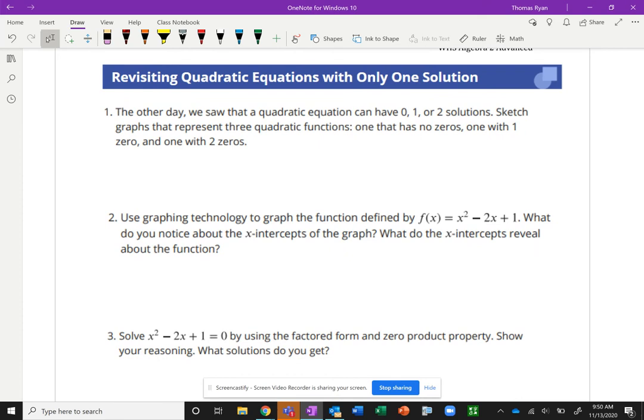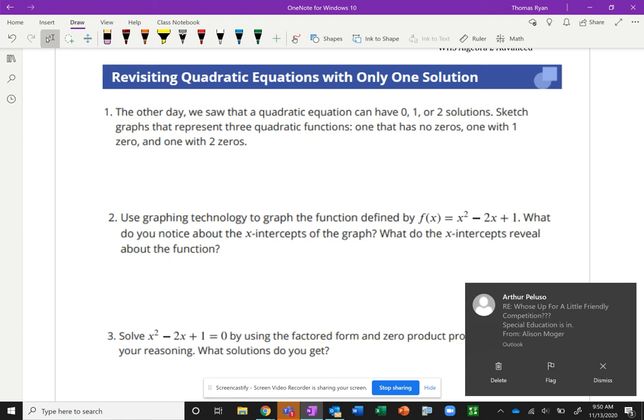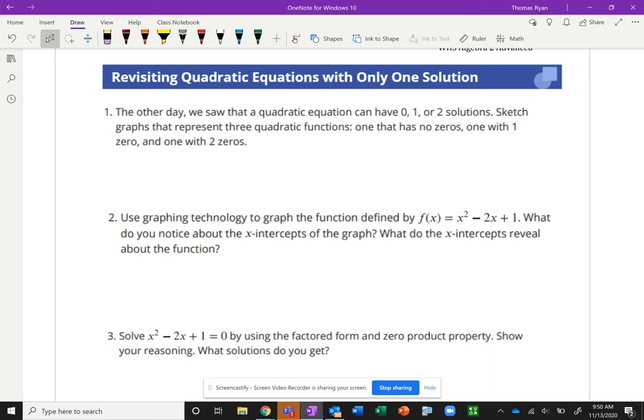The other day, we saw quadratics can have 0, 1, or 2 solutions. Sketch the graphs that represent 3 quadratic functions. One that has none, one that has 1, one that has 2. Ready? Here we go. Just going to do it real quick.